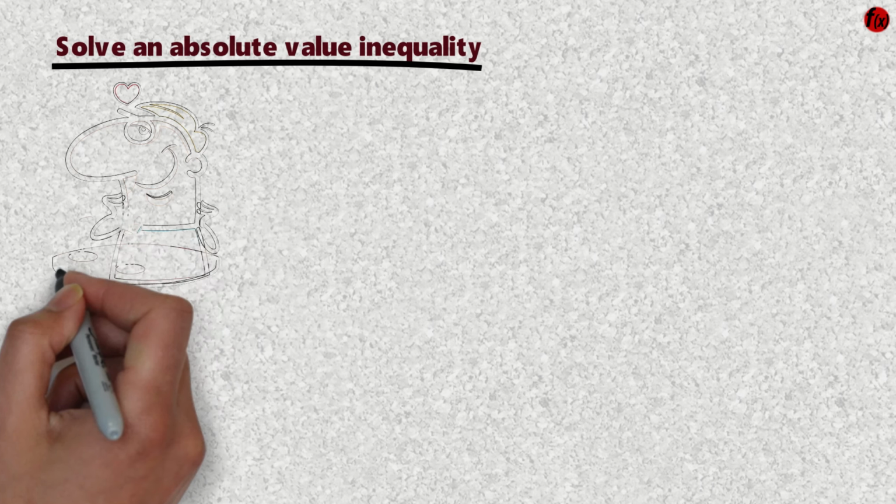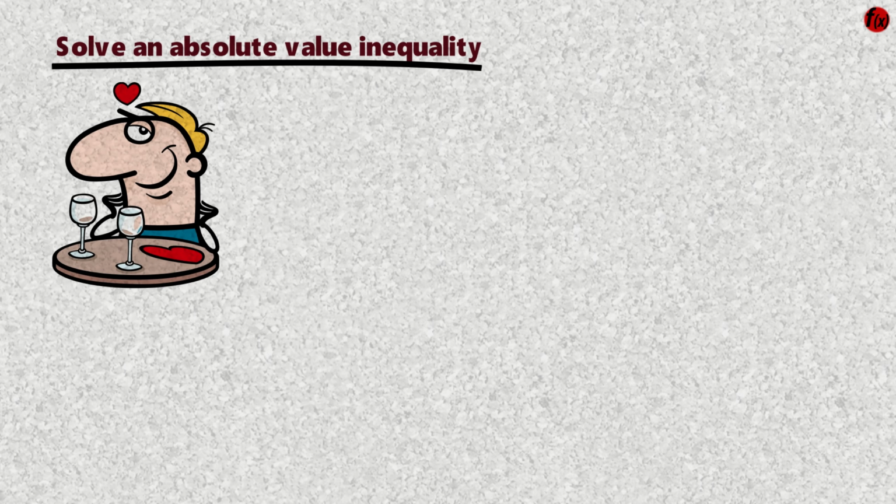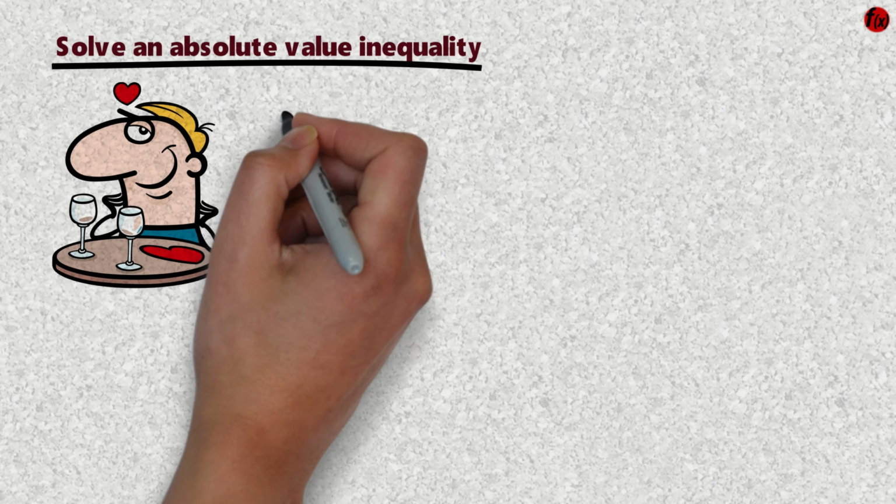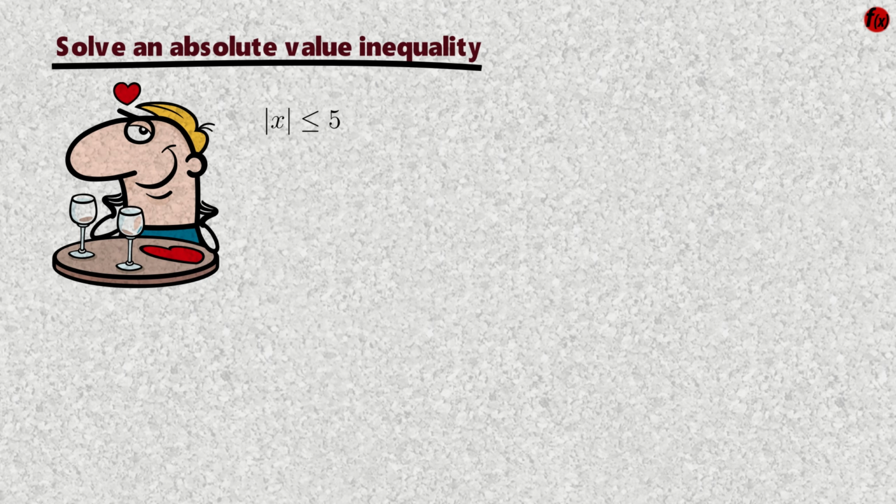Imagine you're at a party, and you want to know how far you can wander from the snack table without missing out on the delicious treats. The absolute value inequality is like the rule that says you can't be more than 5 feet away from the snack table. In mathematical terms, this is written as: here's how you solve it.